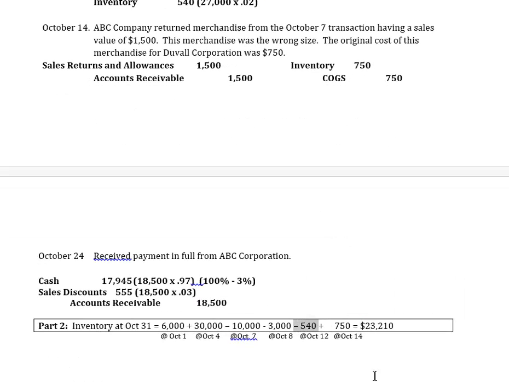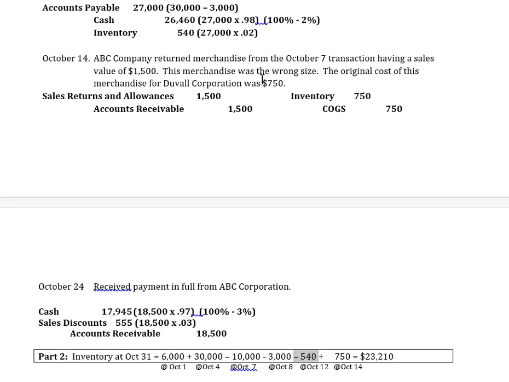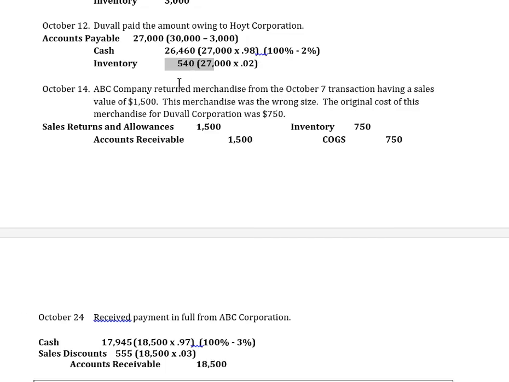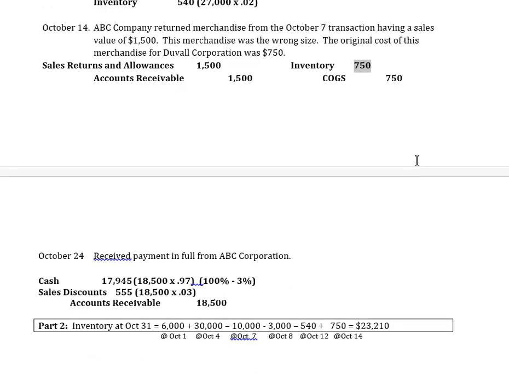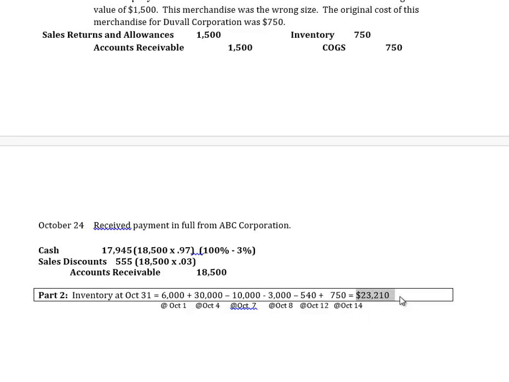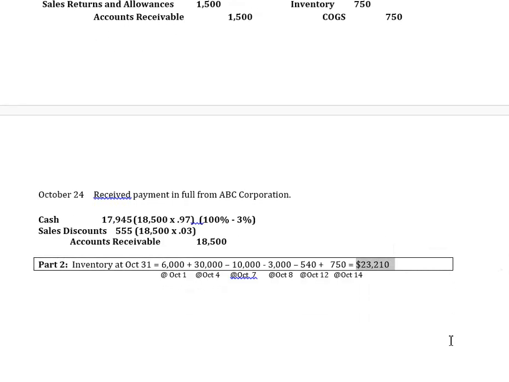And then don't forget, we took a purchase discount, which reduced our inventory over here on October the 12th for $540. And then don't forget, we also increased our inventory by $750 when ABC Company returned merchandise that was the wrong size. All we did was restock it because we can sell it to another customer, and that increased our inventory by $750 on October the 14th. So in total, we have $23,210 in inventory. So that's how we went from our opening inventory to our ending inventory here of $23,210.